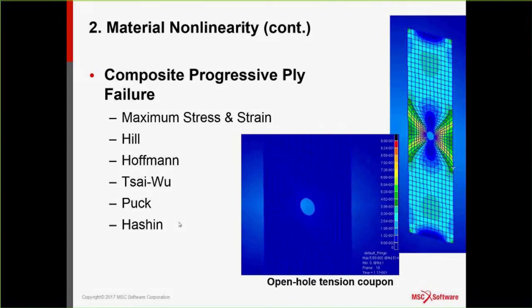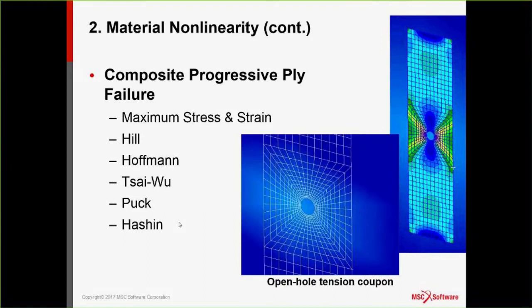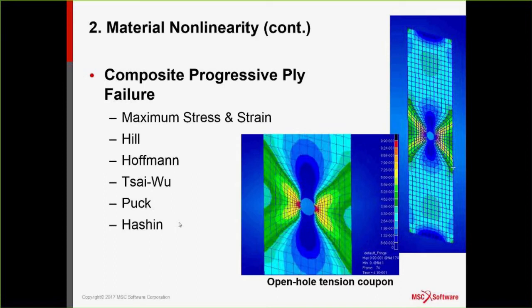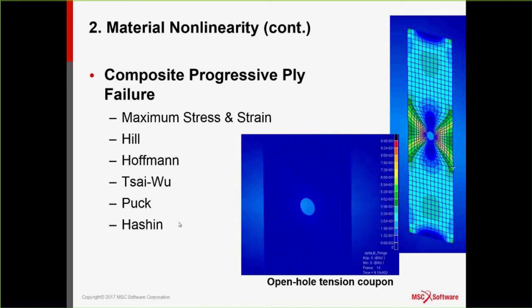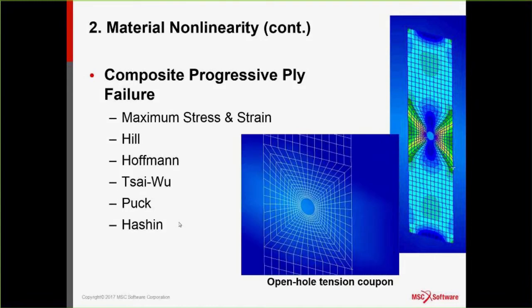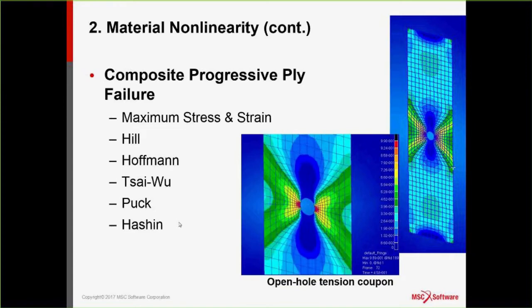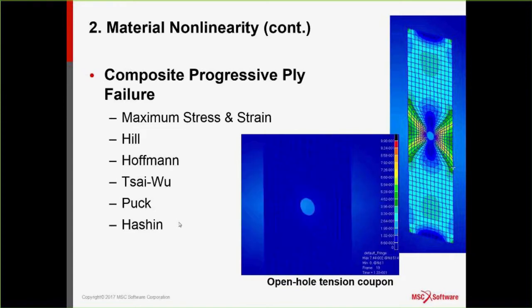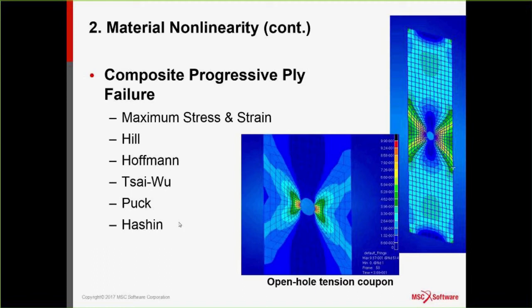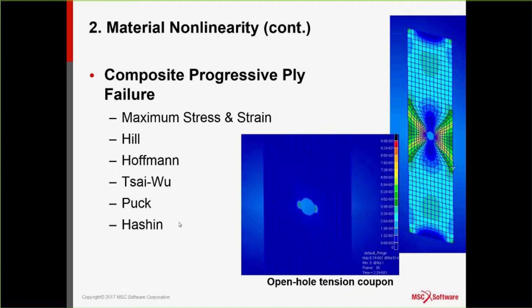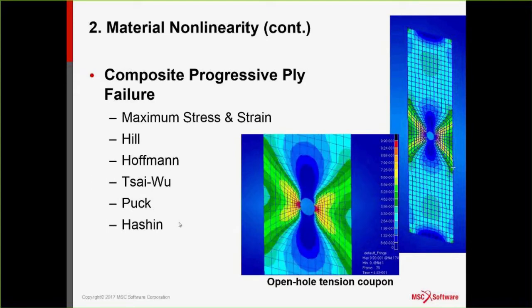So on the right-hand side here, you can see I have an open hole tension coupon of a composite laminate. This one has 8 plies, quasi-isotropic, and we're using the Puck failure criterion. On the left-hand side, you can see the animation. That's showing the 0-degree ply. It's showing where it turns red. That means the failure index has reached 1. So you can see this 0-degree ply will progressively fail, and the load is redistributed to the neighboring elements and also to the neighboring plies.